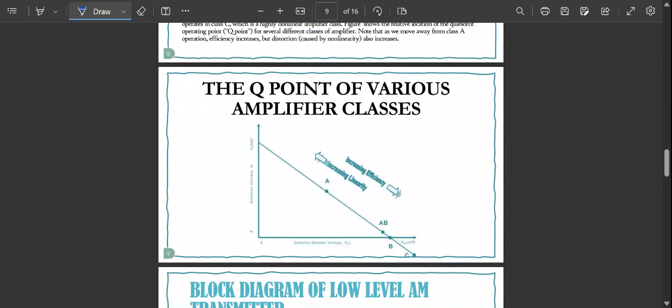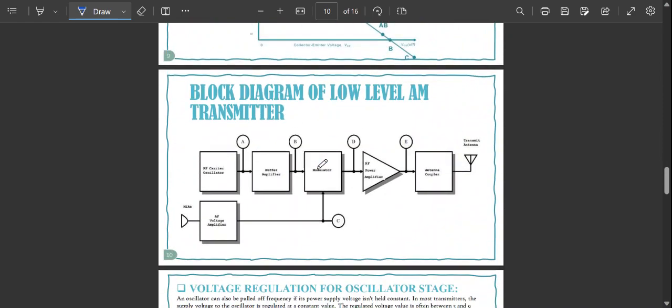Also, the Q point of various amplifier classes is shown here. So, let us come back to the block diagram of the low-level AM transmitter. Here we have the RF carrier oscillator, the buffer amplifier, then the modulator, the RF power amplifier, and the mic, which gives the AF voltage amplifier that then connects to the modulator. These all in turn go to the antenna coupler and then we get the transmitted signal.